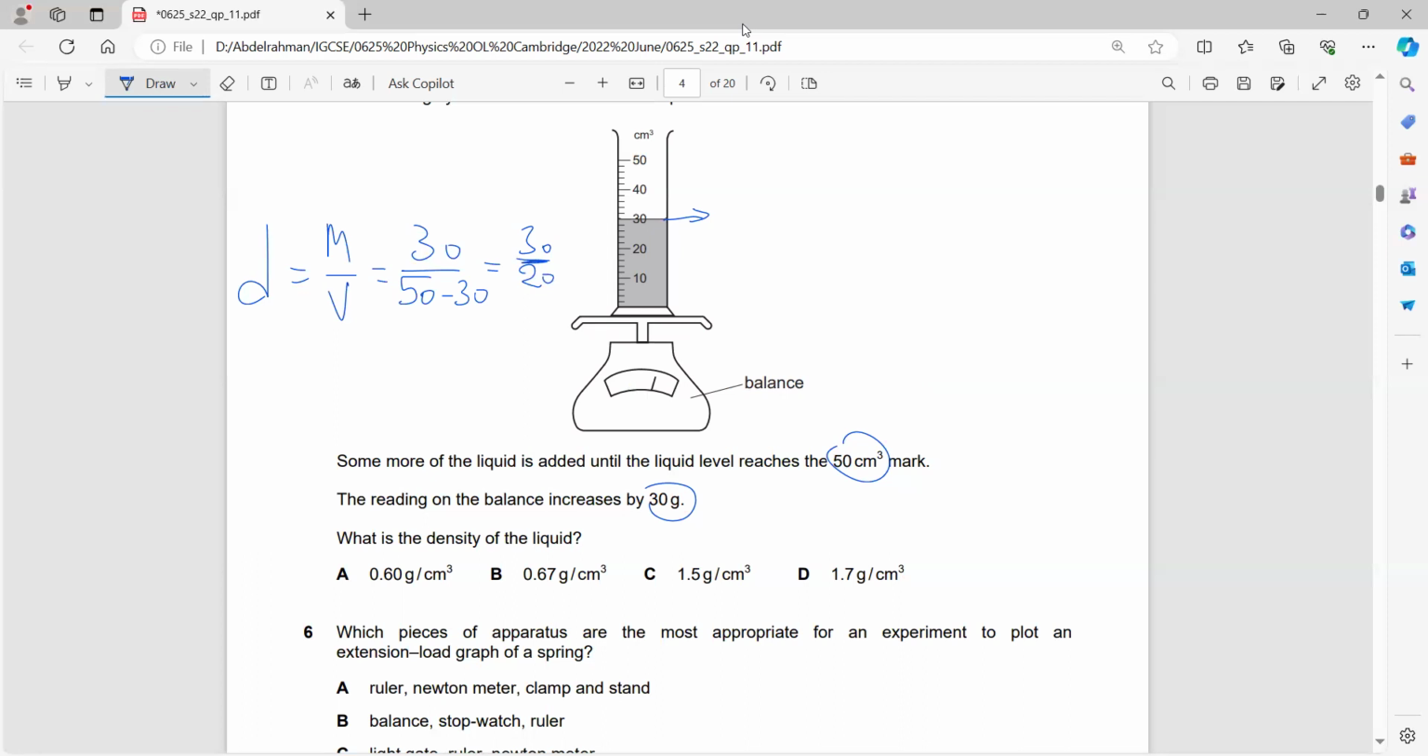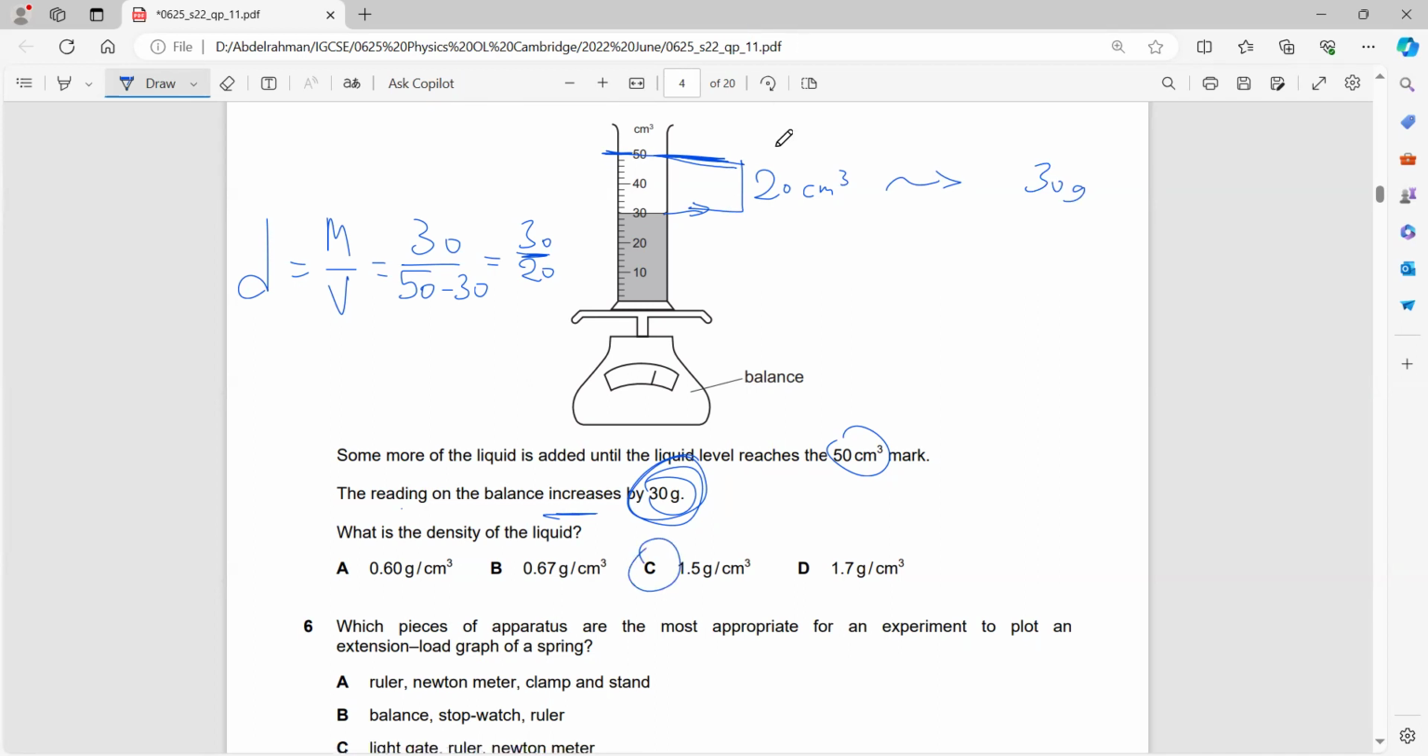Again, why did we do that? The density of the liquid is the mass added over the volume added. Initially the volume was 30, and it became 50. The volume that increased was 20 centimeters cubed, and the mass of this 20 centimeters cubed is 30 grams. So 30 divided by 20 is 1.5 grams per centimeter cubed.